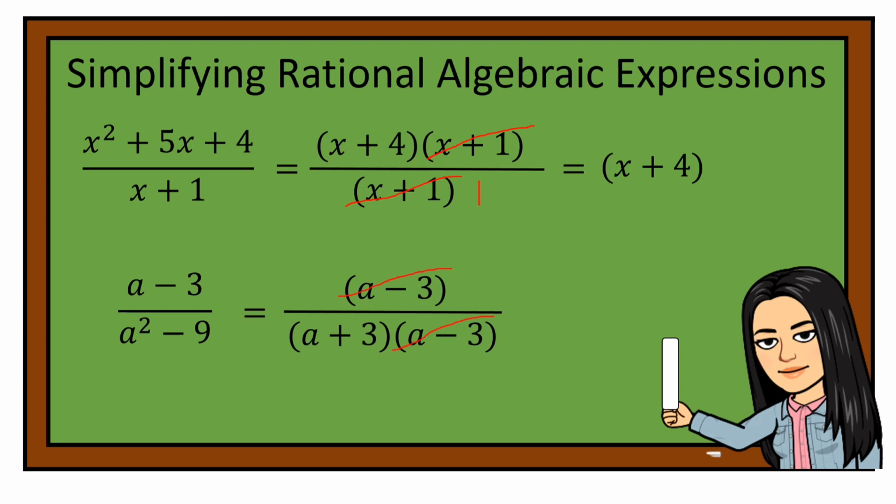So we're going to cancel out a minus 3. So that would be equal to, in our numerator, the remaining factor would be equal to 1. And in the denominator, that would be a plus 3. So our final answer is 1 over a plus 3.